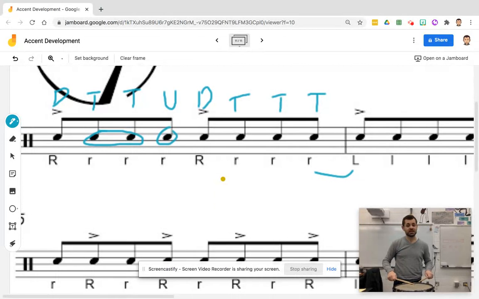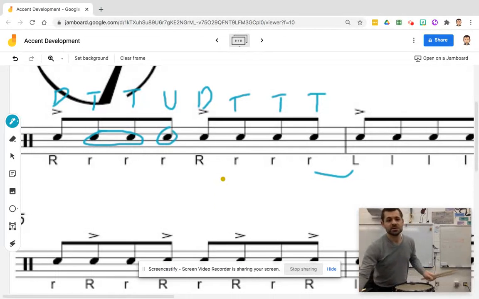Then you'd switch hands. The next measure is the same pattern, so you can just look at the stroke types. Try it with your left hand. Ready, and... Down, tap, tap, up, down, tap, tap, tap.